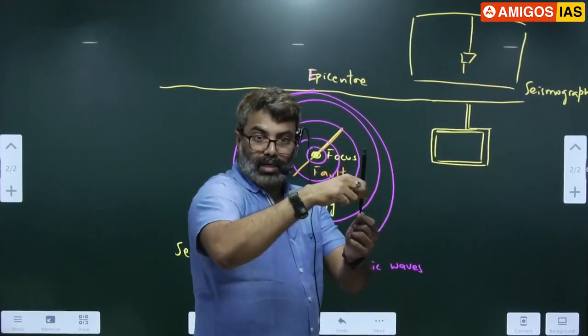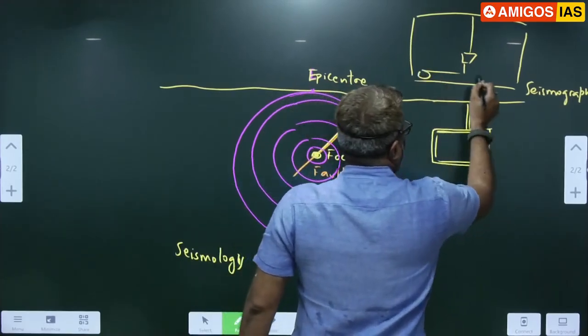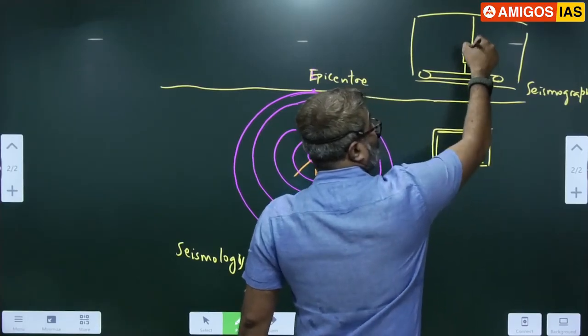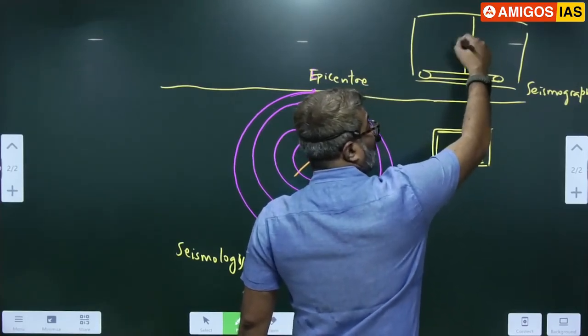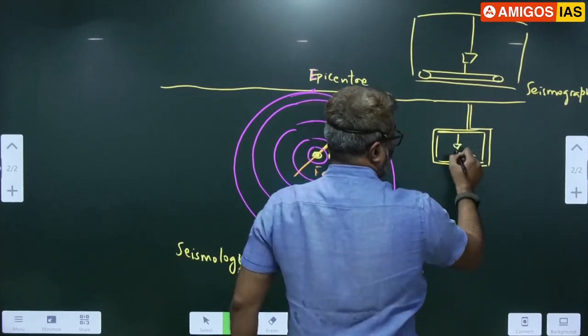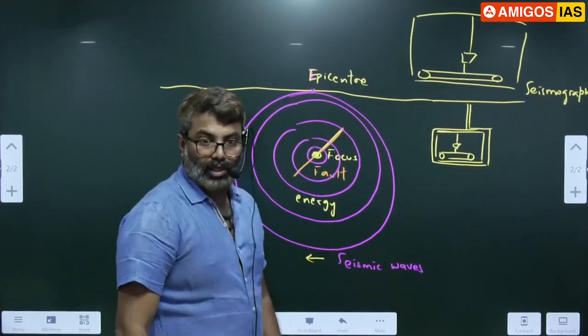You can understand a pen? A microtip pen. Below is a rotating drum like this. So this is the pen, this is the weight, this is a thread, like a pendulum. This is all here inside. It looks like this.